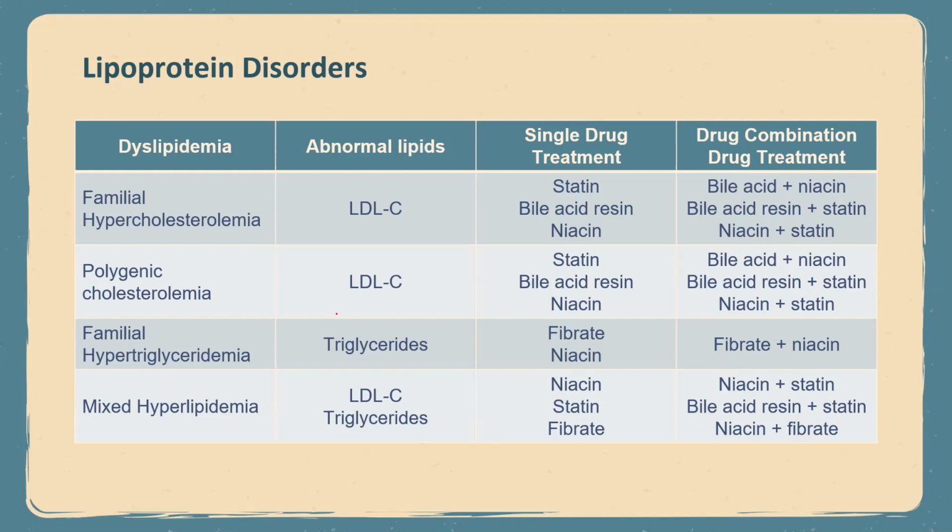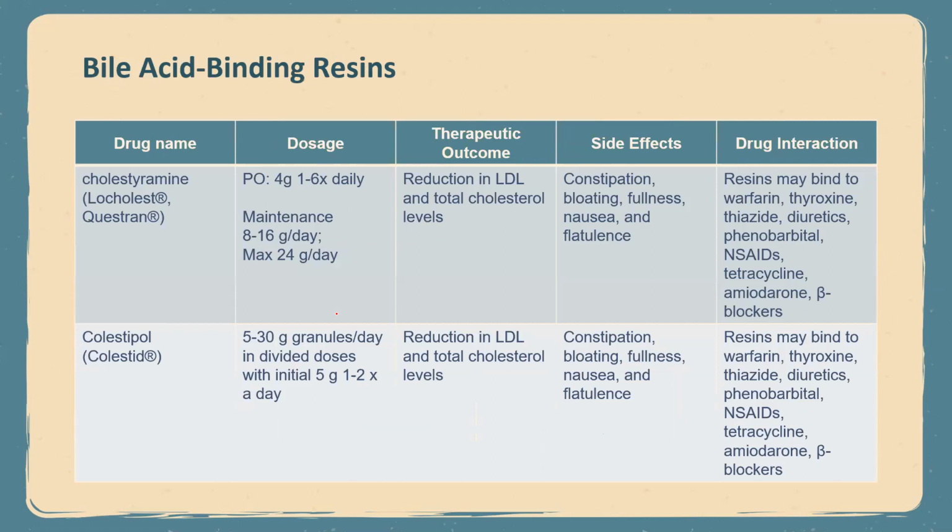So for the combination of the drugs, we have the bile acid and niacin for familial hypercholesterolemia. It also involves bile acid resins and statins, as well as niacin and statins. For polygenic cholesterolemia, we have your bile acid and niacins, bile acid resins and statins, niacin and your statins. Okay? Now, here are the bile acid binding resins.